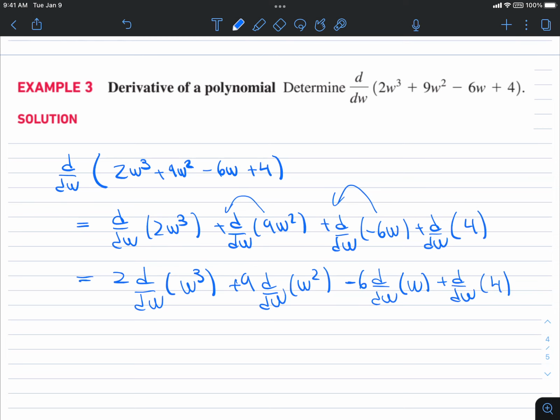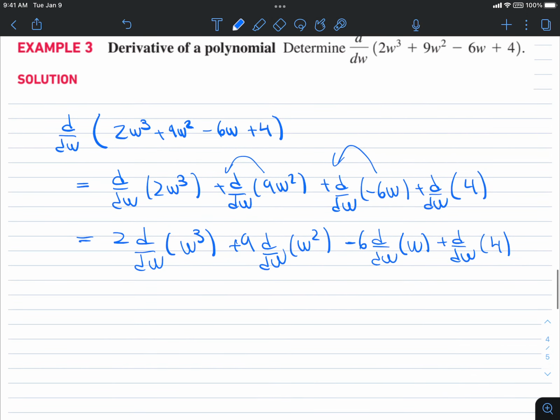So all of these are the two rules that we proved in this video, and then now we're going to use rules that we've known from before, which are the power rule and the constant rule. So what is the derivative of w cubed? It's power times w to the power minus 1. So the 3 comes down. 9 times, w squared gives 2w. So the power comes down and the power minus 1. Minus 6 times, what's the derivative of w? It's just 1, so it would be 1 times w to the 0th. And then the derivative of 4 is just 0. So that's the constant rule.